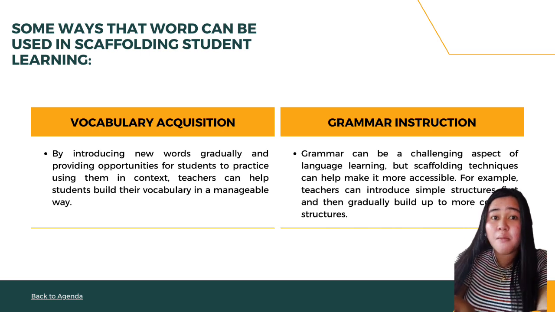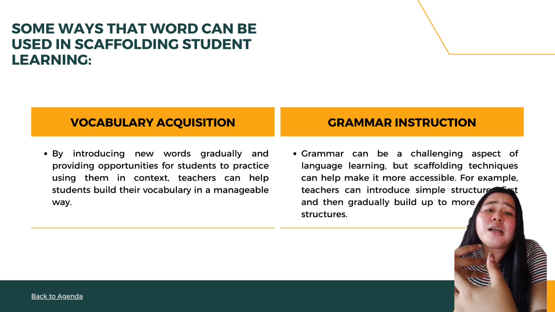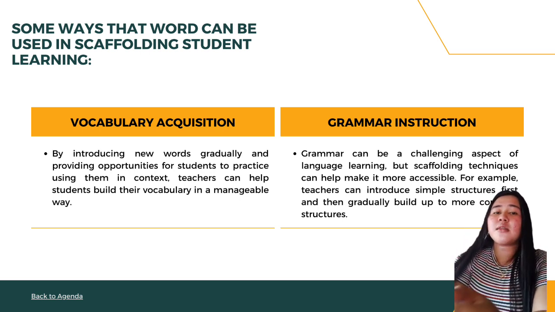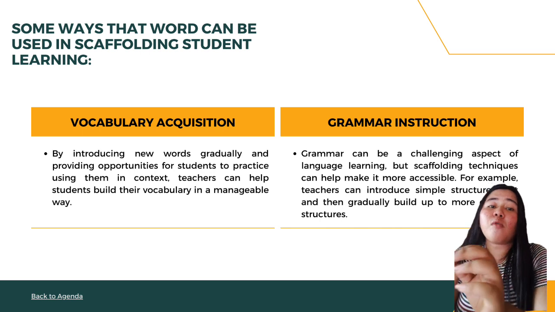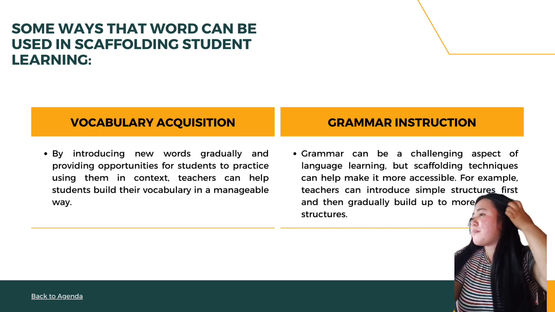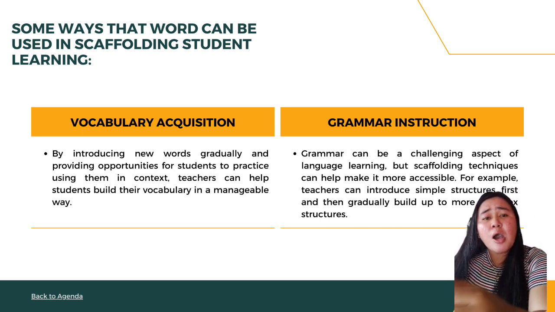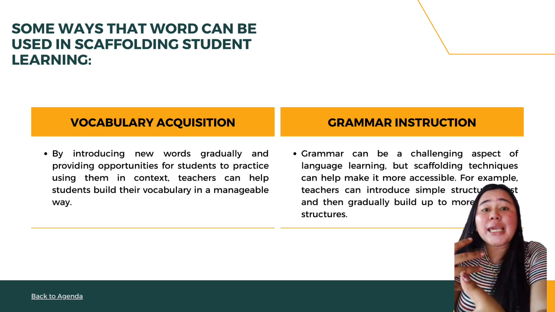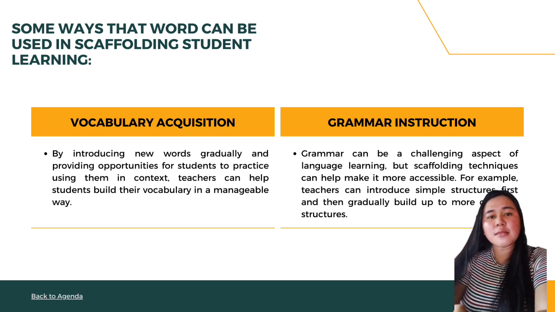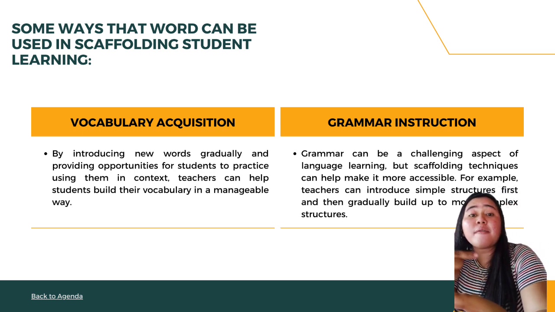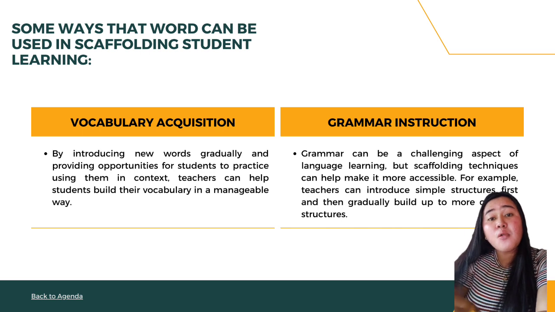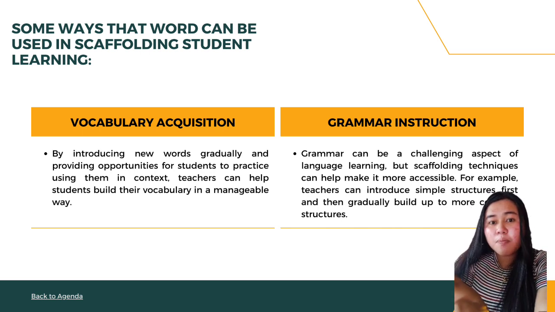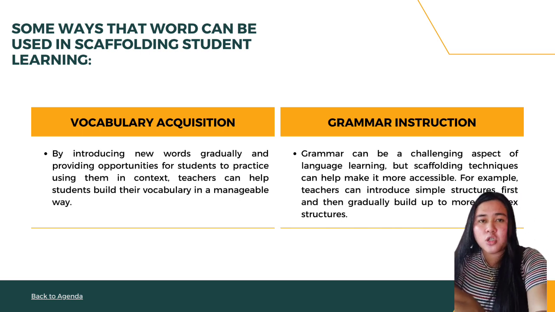And next is grammar. Number two, grammar instruction. It can make grammar more accessible by introducing simple structures first, and then gradually building up to more complex structures. For example, we teachers may introduce simple sentence structure and then gradually increase the complexity of the sentence by introducing dependent clauses or relative pronouns and other structures. So that is part of grammar instruction.